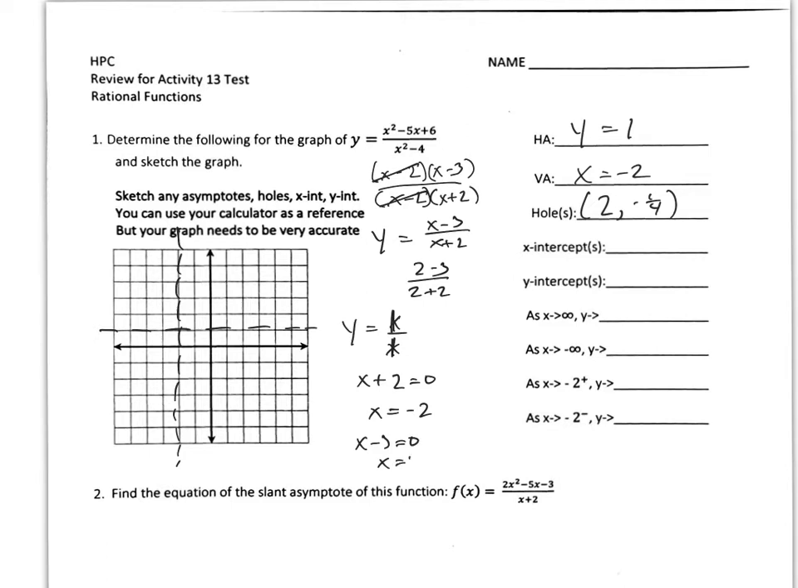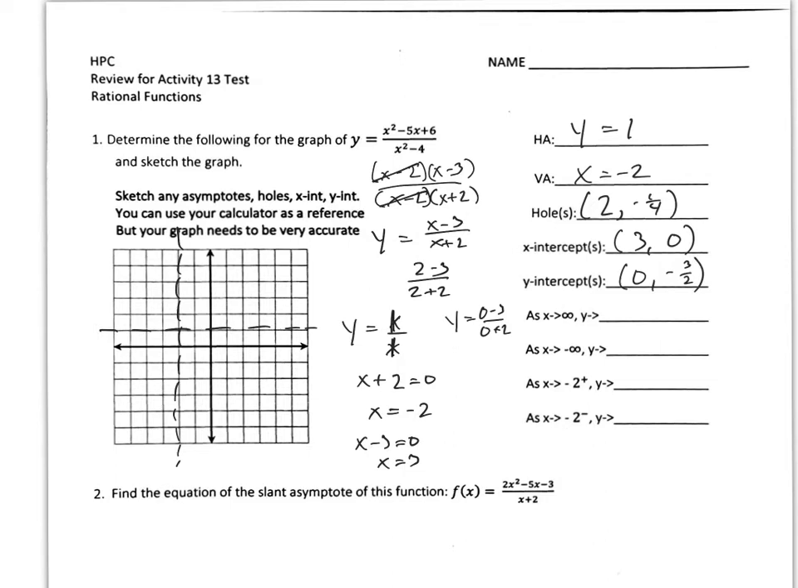X-intercept, you set the top equal to 0. So we get x equals 3. So if x equals 3, then y equals 0. For the y-intercept, you make all the x values 0. So we get y equals 0 minus 3 over 0 plus 2. So our y-intercept is 0, negative 3/2.